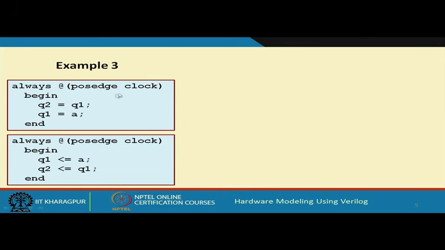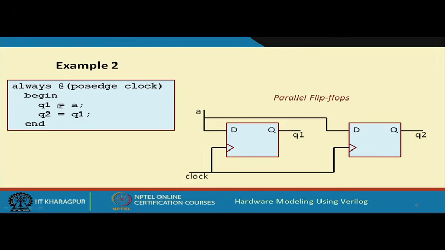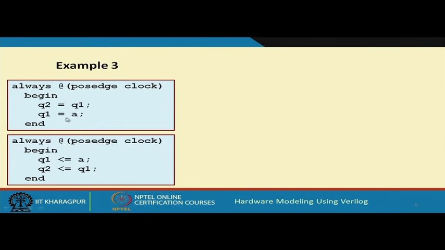Let us look at a slightly different one. You see, this was my description. I simply interchange the order. I just write it like this, and below I write a description, same description using non-blocking assignment. Here let us try to understand what will happen. Here we have written Q2 equal to Q1 and Q1 equal to A.